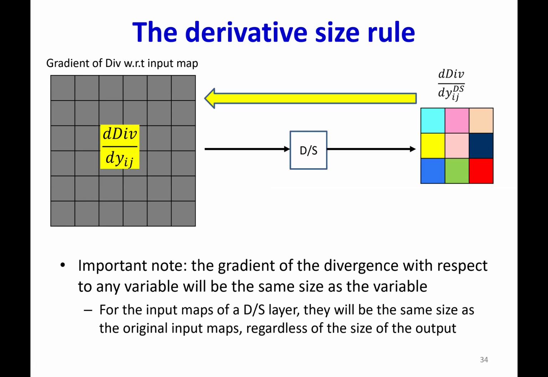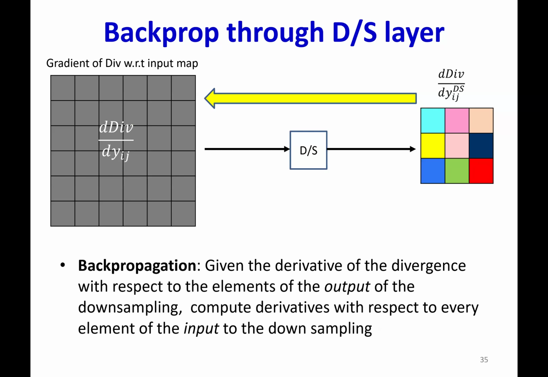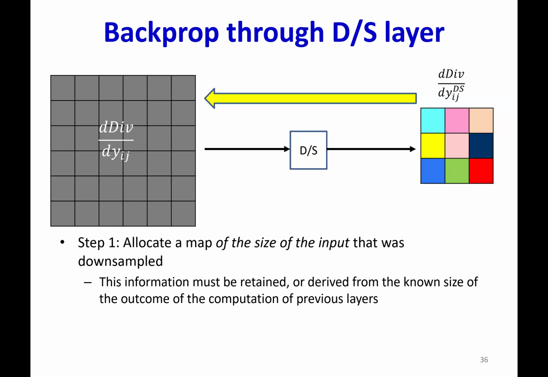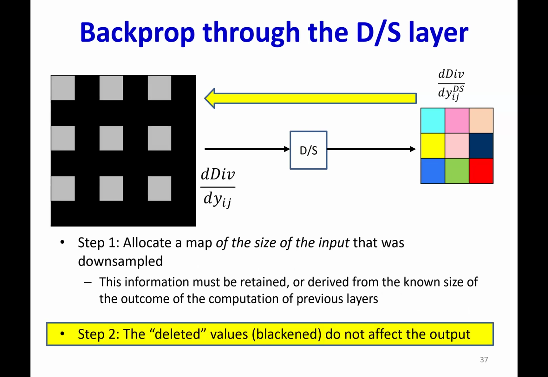If some variable x influences the divergence, the derivative of the divergence with respect to x is going to be the same size as x. So the first thing we will do is to allocate a derivative map the same size as the input. You set everything to 0 within this map. Then you want to propagate these derivatives back into this map. So you want to allocate a map the size of the input that was downsampled. You have to retain the size of the map, or it can be derived from the known sizes of the outputs of the previous layers. And then we know only these grayed elements are going to have non-zero derivatives. The blacked out elements never influence the output.